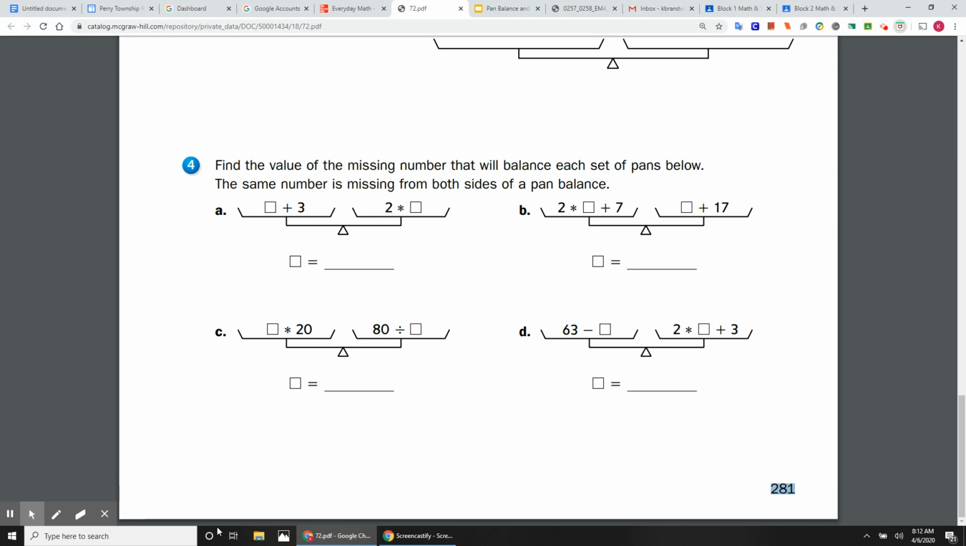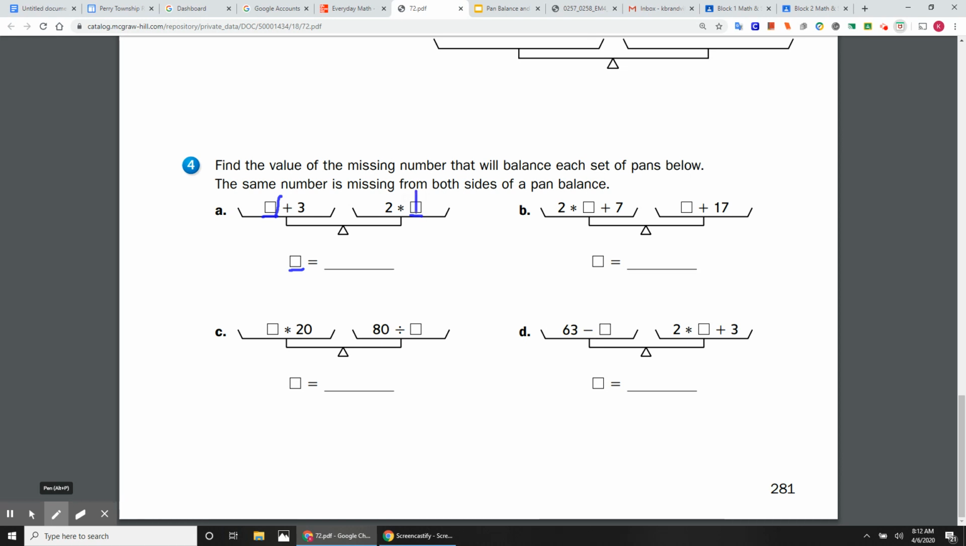All right, for number 4, it says find the value of the missing number that will balance each set of pans below. The same number is missing from both sides of the pan balance. So if we look at letter A, we're trying to find a number that could fit in both sides of our pan balance, where the square is. So what would the square have to equal? It's going to be the same number on both sides. So if I plug 1 in on this side, I'm also going to plug 1 in on this side.